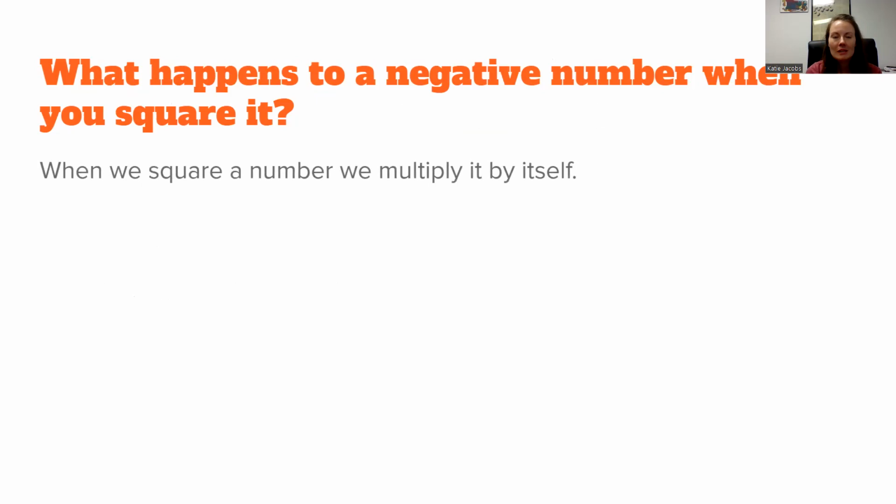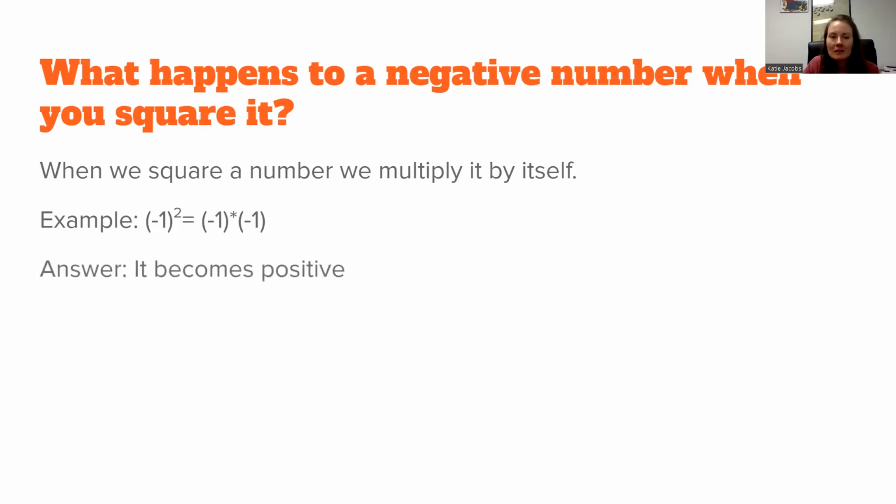Okay, so when we square a number again, we multiply it by itself. And if we do an example, we can see what happens, right? So if we take -1 and we square it, it's -1 times -1, and we find out that it becomes positive. It becomes +1. So anytime that we square a negative number, it will become positive.